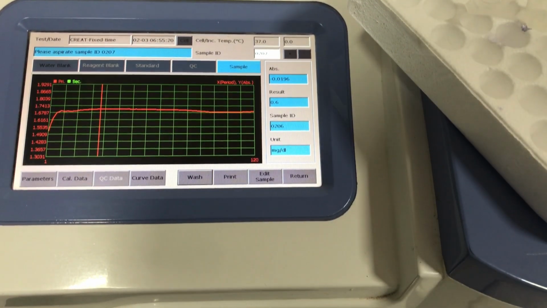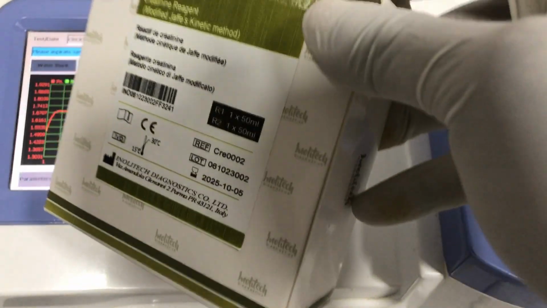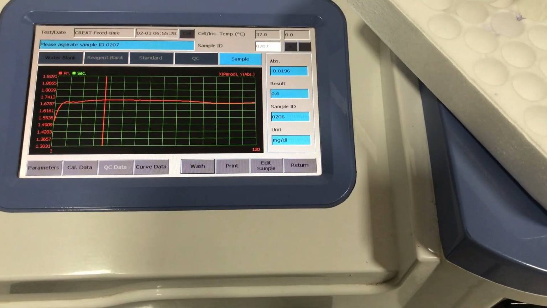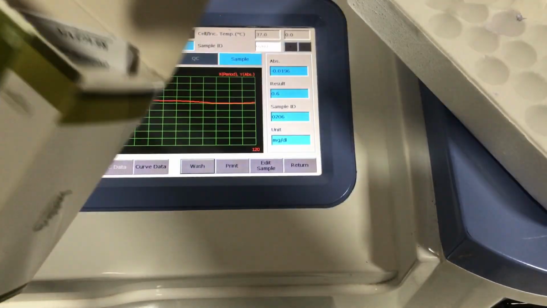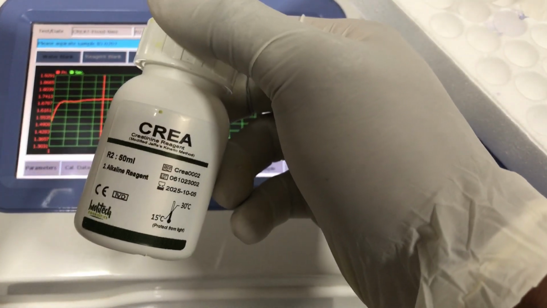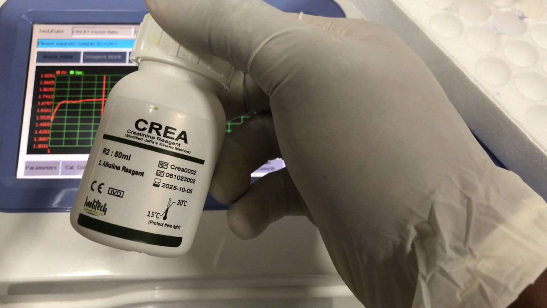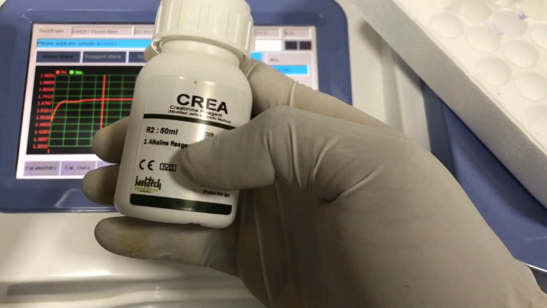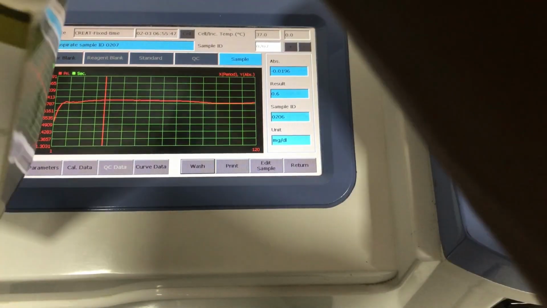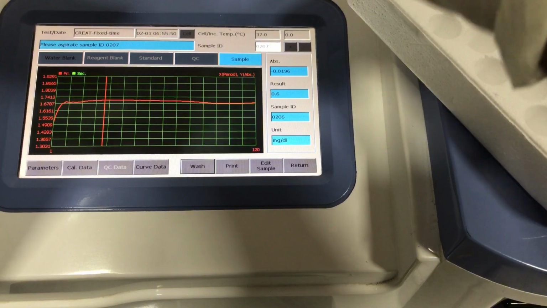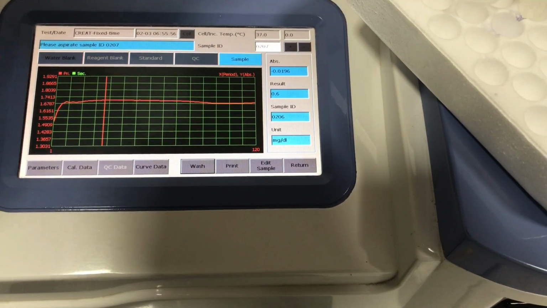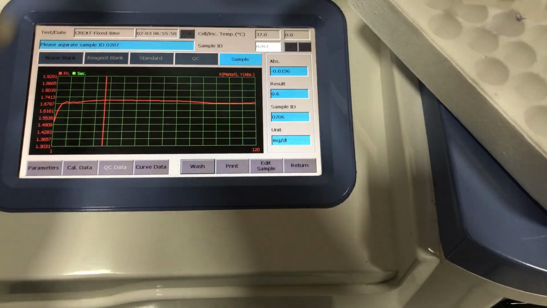Let me quickly show you how we also use this reagent. It's also almost the same. It comes with the picric acid and alkaline buffer. So this is the creatinine reagent, which contains the picric acid. This is the alkaline reagent, that's number 2. So the instructions are almost the same, but sometimes the way they write it on the paper doesn't make it clear. So let me show you.